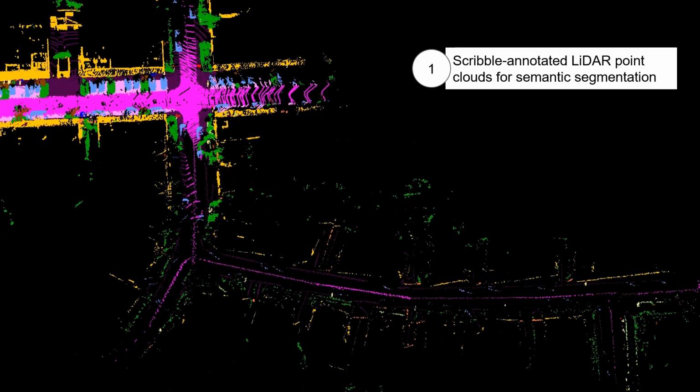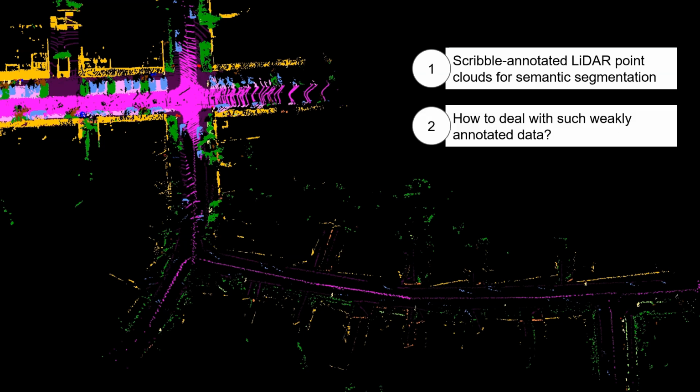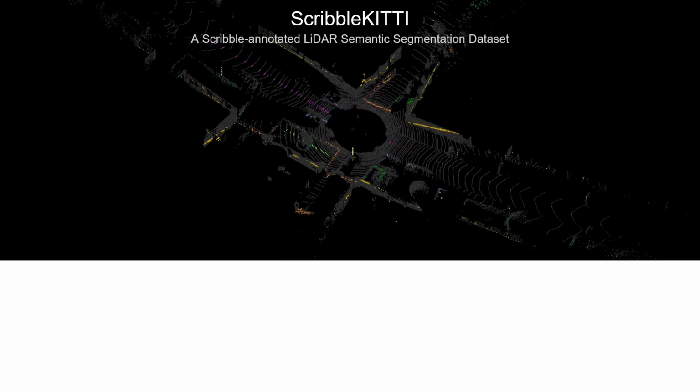In the first part, we will introduce a weak annotation strategy that can reduce labeling times by tenfold. Of course, naively working with such weak labels will undoubtedly result in a loss of performance, which will set us up perfectly for the second part, how to deal with such weak labels. So let's begin by introducing Scribble Kitty, the first Scribble annotated LiDAR semantic segmentation dataset.